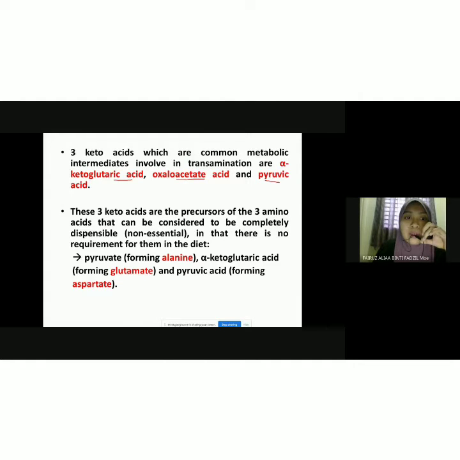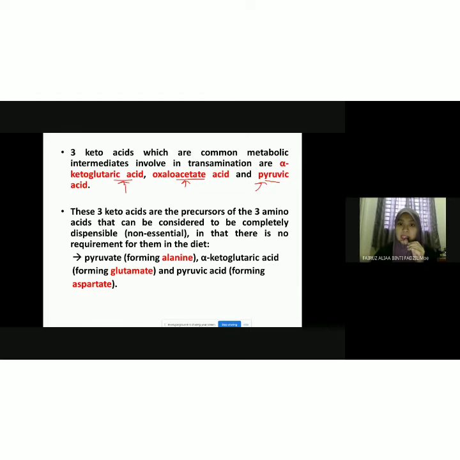Alpha ketoglutarate acid, also known as alpha ketoglutarate, you remember this one is an intermediate in the Krebs cycle. Oxaloacetic acid, also known as oxaloacetate in ionized form, is also in the Krebs cycle. Pyruvic acid, if you remember, is the last product of glycolysis. These are the three acids that will be used in aerobic respiration or cellular respiration to generate ATP.